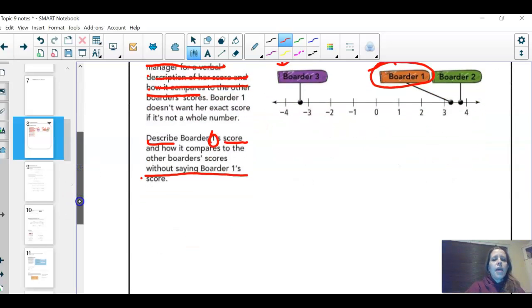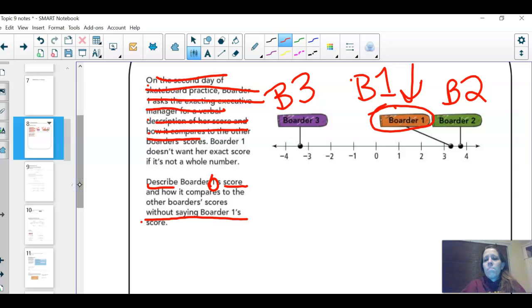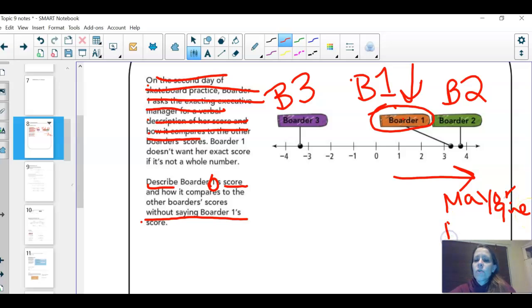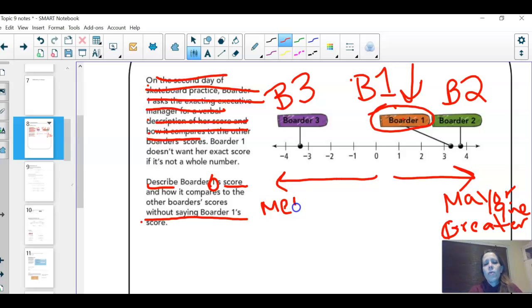So I could say B1 is on the right. So this would be mayor que or bigger, greater than. Okay? Remember, it's important that you are writing while I'm writing. Recuerdas, necesitas escribir cuando yo estoy escribiendo. When I move to the left, a la izquierda, it's menor que or less than.